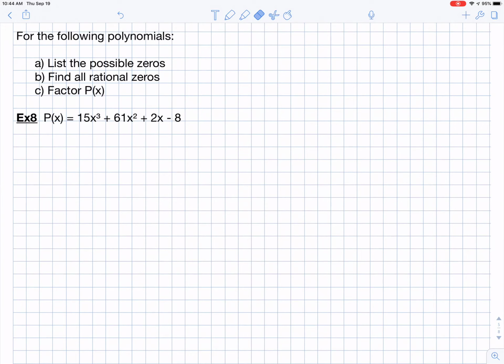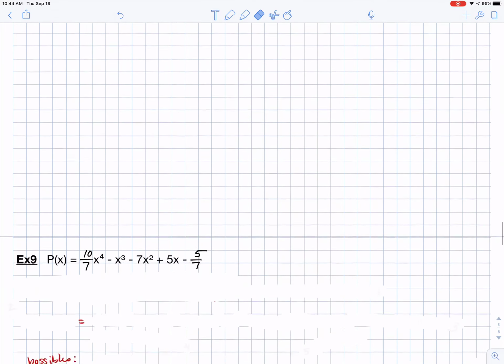It tells us that first we should list all of our possible zeros. You had a video on that. It also says that we should find all of our rational zeros, which means your actual zeros. And then thirdly, we should go ahead and factor our polynomial.